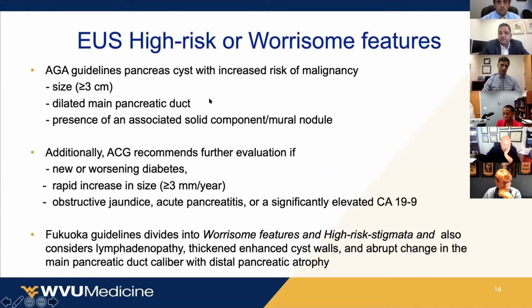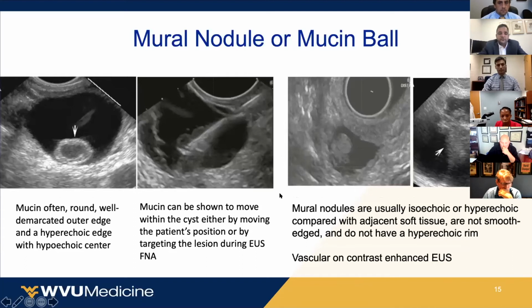But I think size of the cyst is a criterion, but even a smaller size does not exclude malignancy. So I think that's one important point. Dilated pancreatic duct, presence of a mural nodule or a solid component. I think one important thing is how to differentiate on an EUS between a mural nodule or a mucin ball.